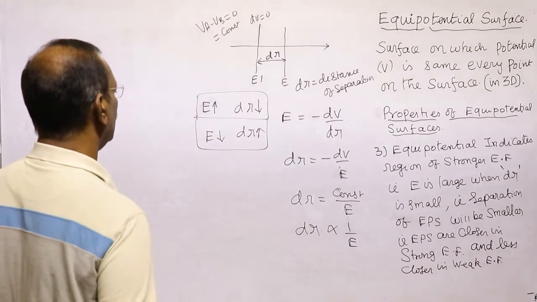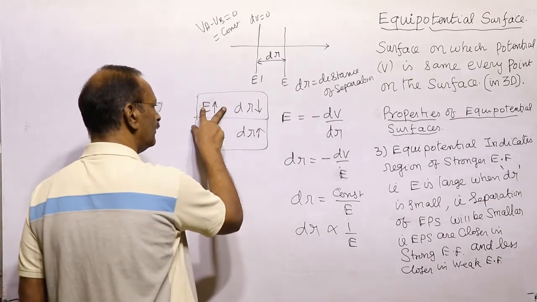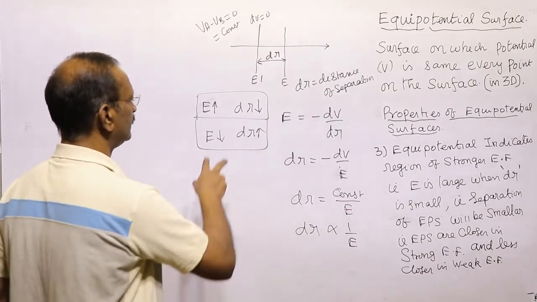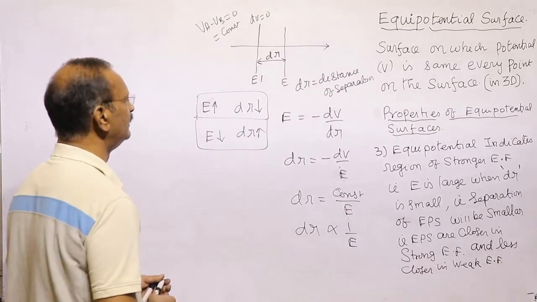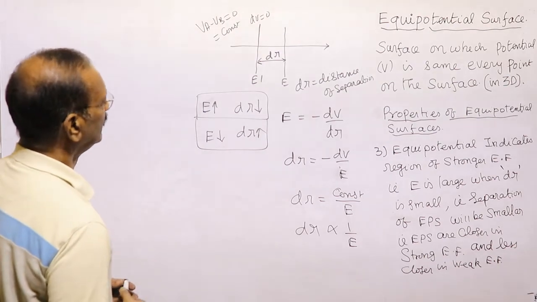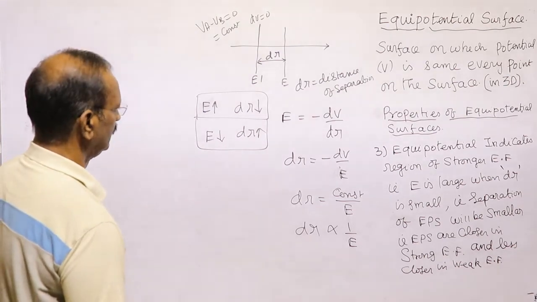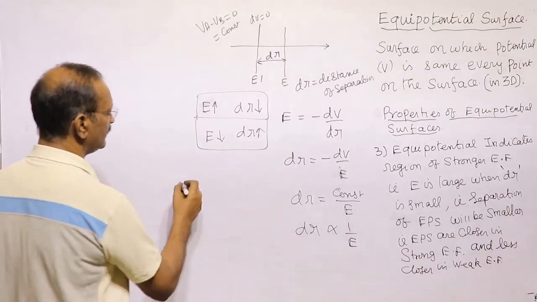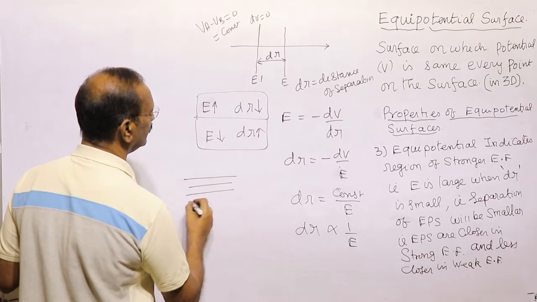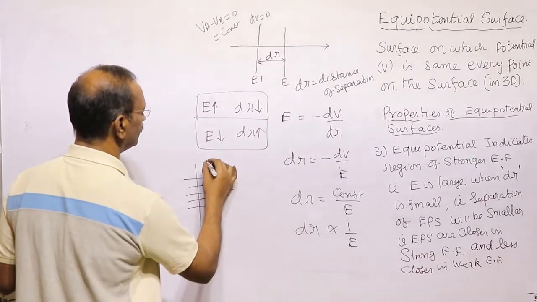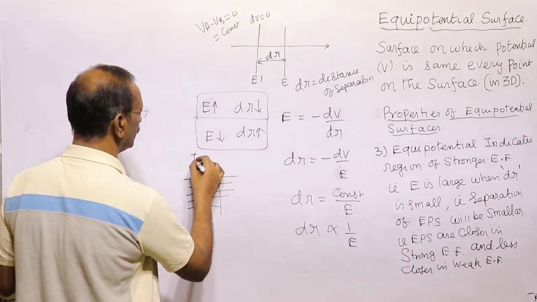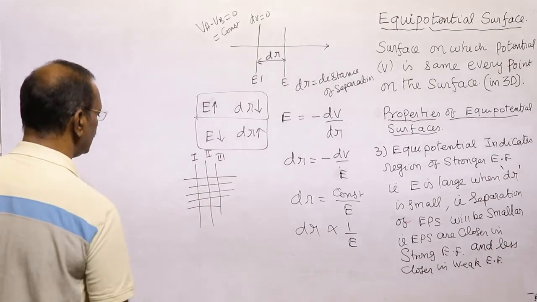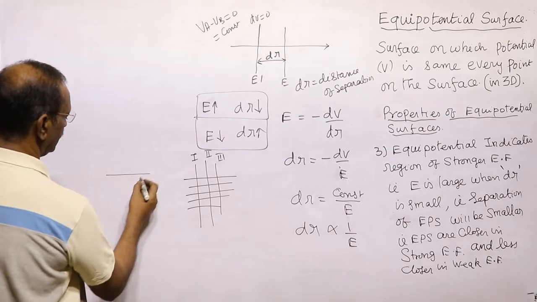proportional. It means what? In a stronger electric field, the distance of separation between any two equipotential surfaces will be small. That is, in a stronger electric field, the distance of separation will be like this: equipotential 1, equipotential 2, equipotential 3. In a weaker electric field, say we will take a weaker electric field.